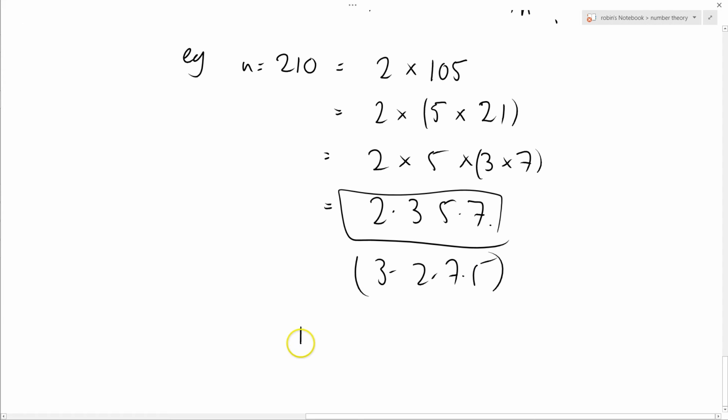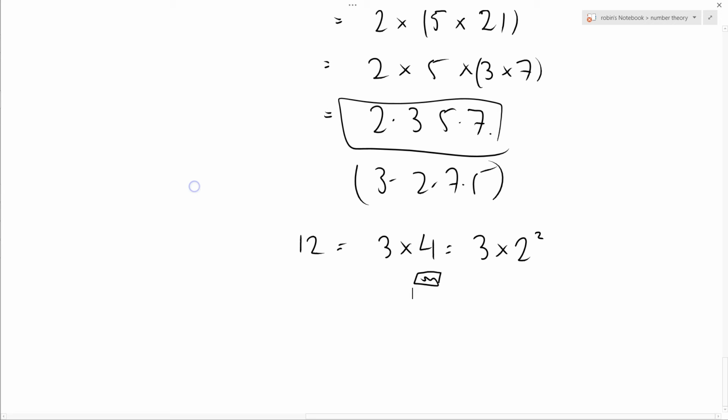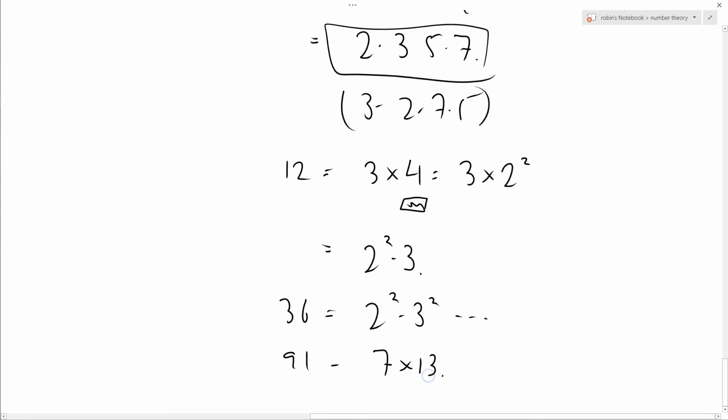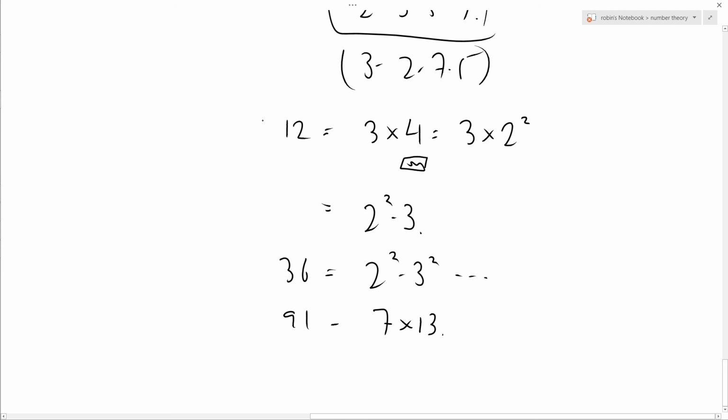I could take a number like 12, and that equals 3 times 4, or 3 times 2 squared. You'll see I can carry on because 4 is not prime. So I'll write 12 as 2 squared times 3. And of course I can carry on like this. So if I want to say 36, that's 2 squared times 3 squared, and so forth. 91 equals 7 times 13, and so on.